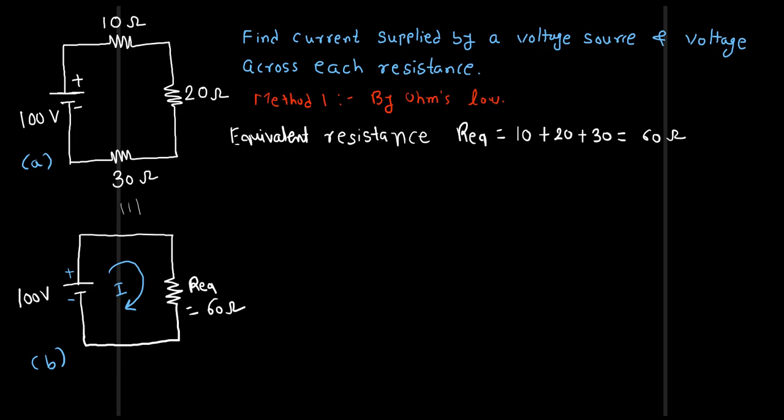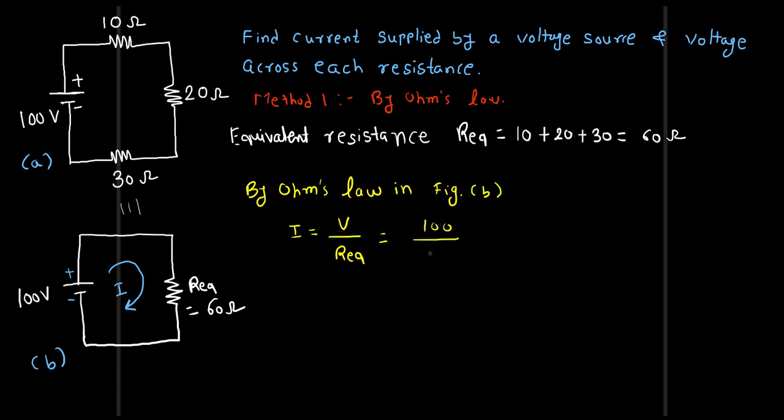Now by applying Ohm's law in figure B, we can write. So by Ohm's law in figure B, we can write current equal to voltage divided by total resistance. Because in figure B we are taking total resistance or equivalent resistance. So how much is the voltage here? Voltage is 100 and equivalent resistance it is 60. So if you substitute this in calculator, 100 upon 60, we are getting it as 1.6667 amp. Okay, so that is the final answer for first part.